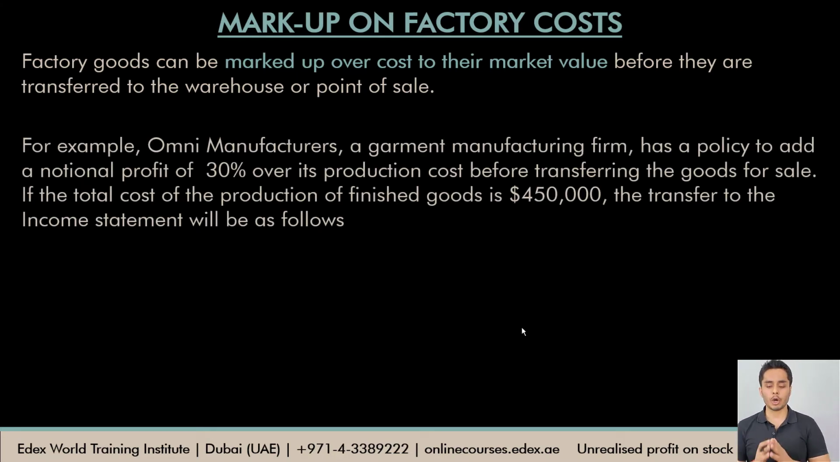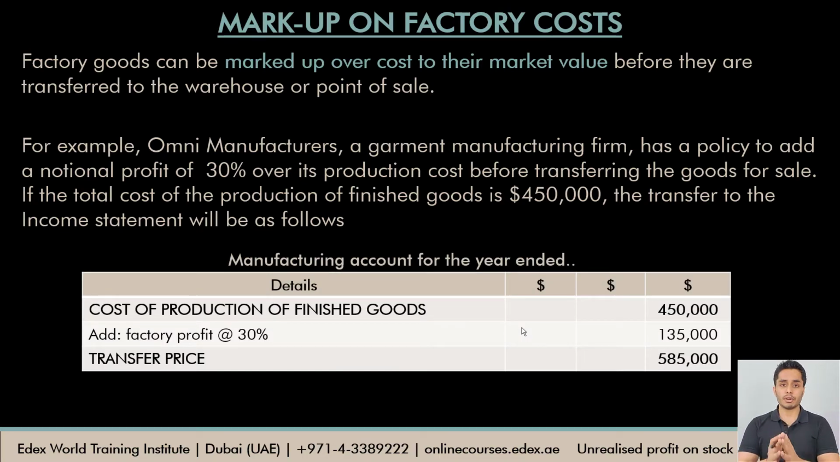For example, Omni Manufacturers, a garment manufacturing firm, has a policy to add a notional profit of 30% over its production cost. The cost of production of the finished goods is arrived at 450,000. What will be the transfer to income statement value be?